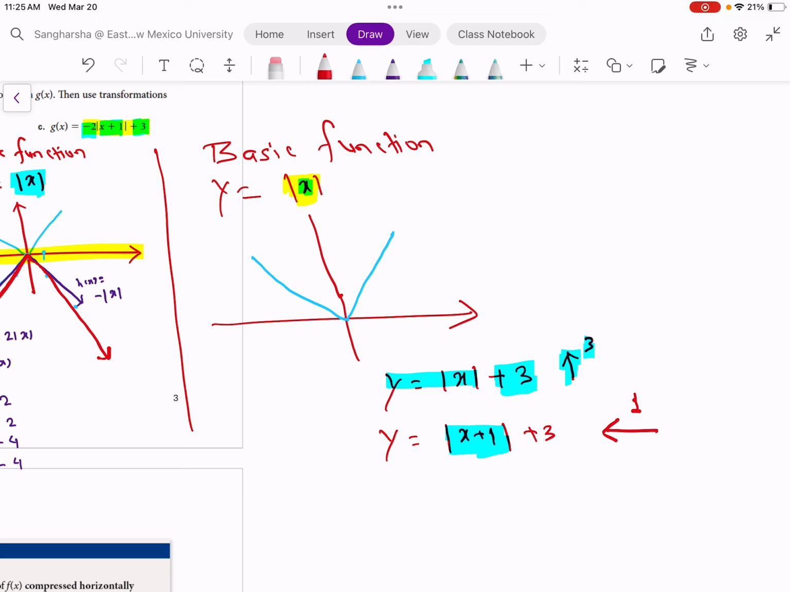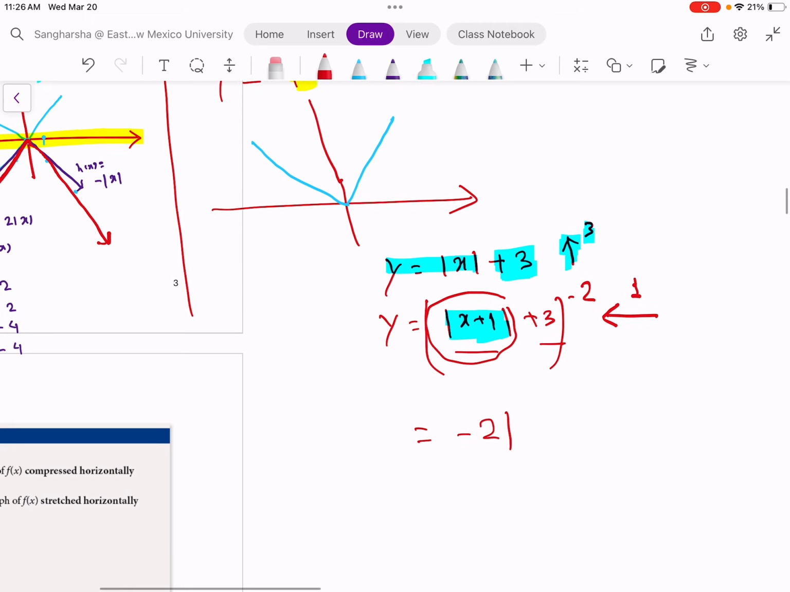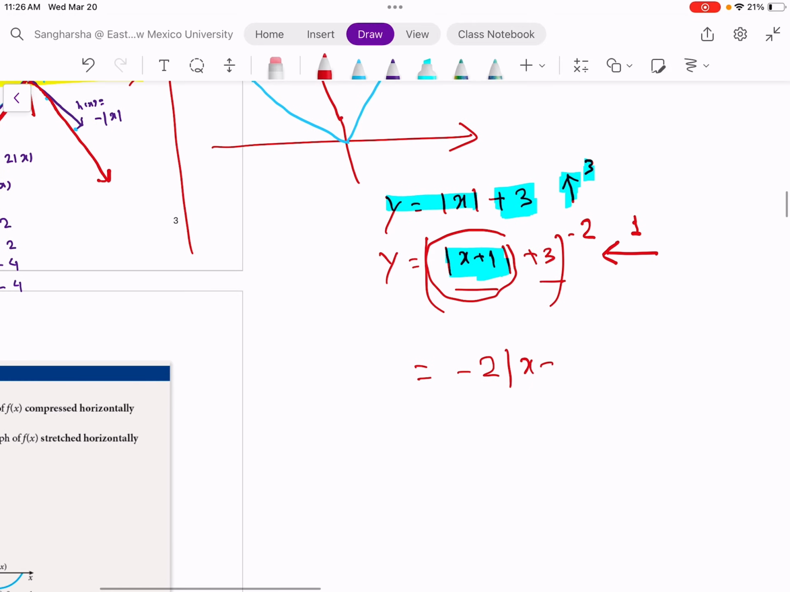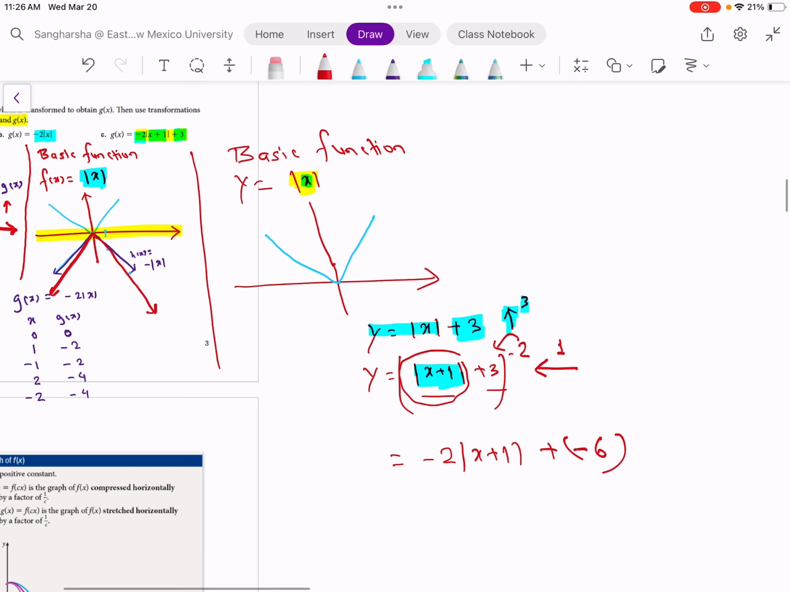Now here we have more than one term. Multiplying means you can't simply multiply the first term, you have to multiply both numbers here. So let's multiply by negative 2. So we have negative 2 absolute value of x plus 1 plus negative 2 times positive 3 is negative 6.